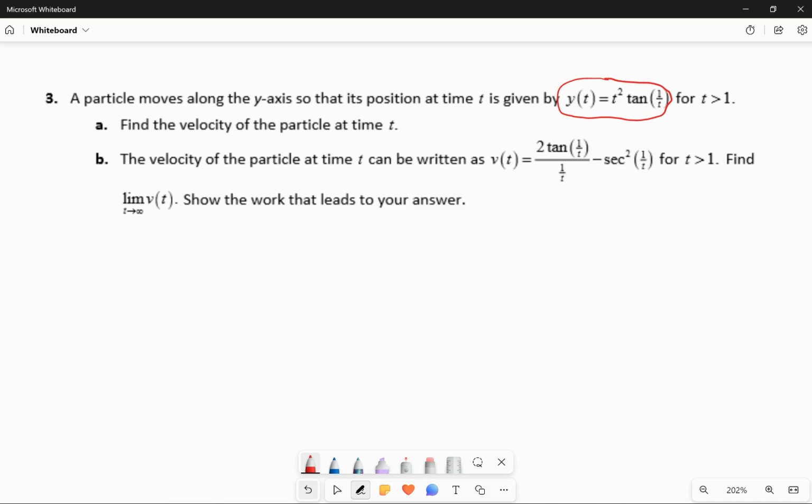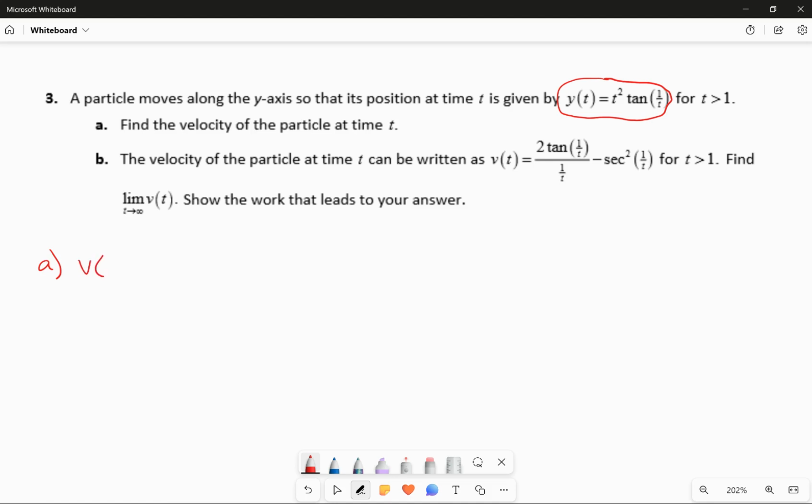So recall that velocity is the rate of change of position. That means they're wanting us to find the derivative of this function. All right, so let's find the velocity. And if you notice in the next one, part B, it says the velocity of the particle can be written as v of t equals. So they're actually already handing us the answer. You can kind of check that as you're doing your work for velocity.